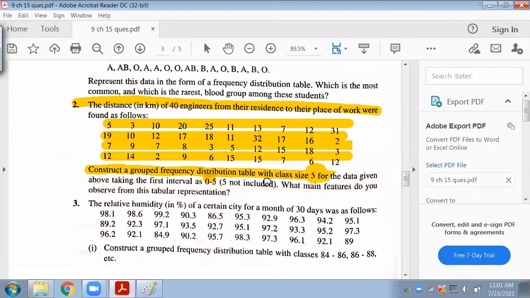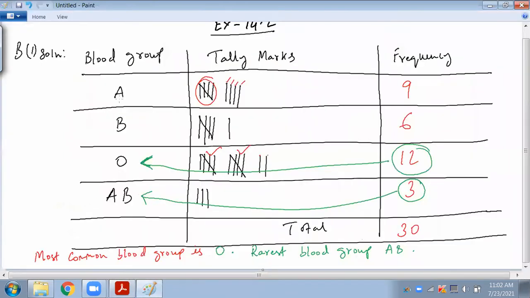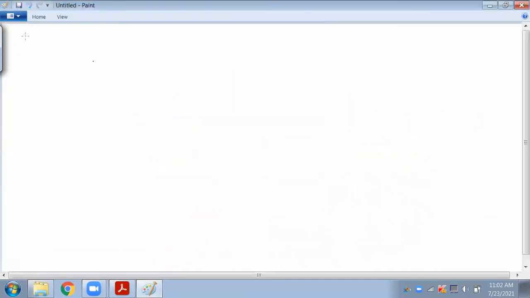First, we are going to make a frequency distribution table. And here it is a grouped frequency distribution table. The earlier one that we made is just a frequency distribution table, and that was ungrouped. In the last question, each of the data were individual. A was individual, B was individual, O was individual, AB was individual. So we took individual data and made the frequency distribution table. But for this second question, we're going to make a grouped frequency distribution table. Okay, so let me start.